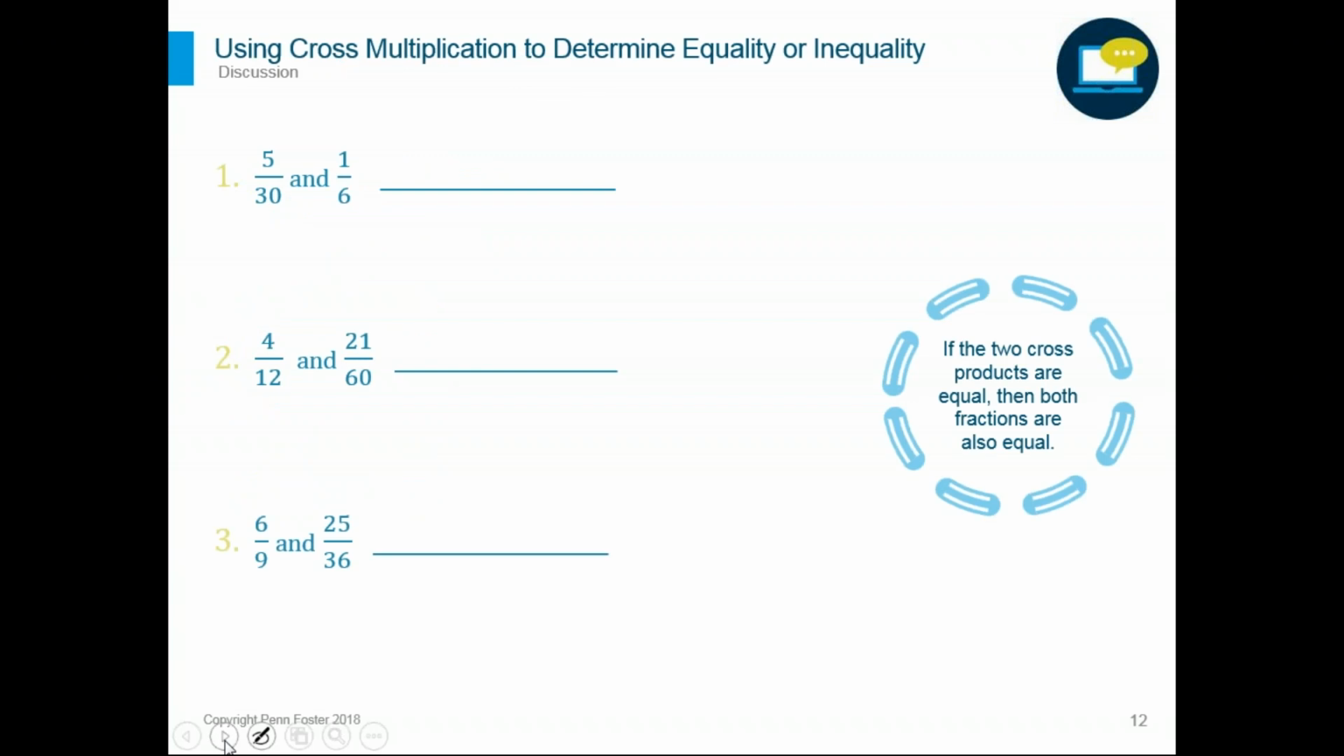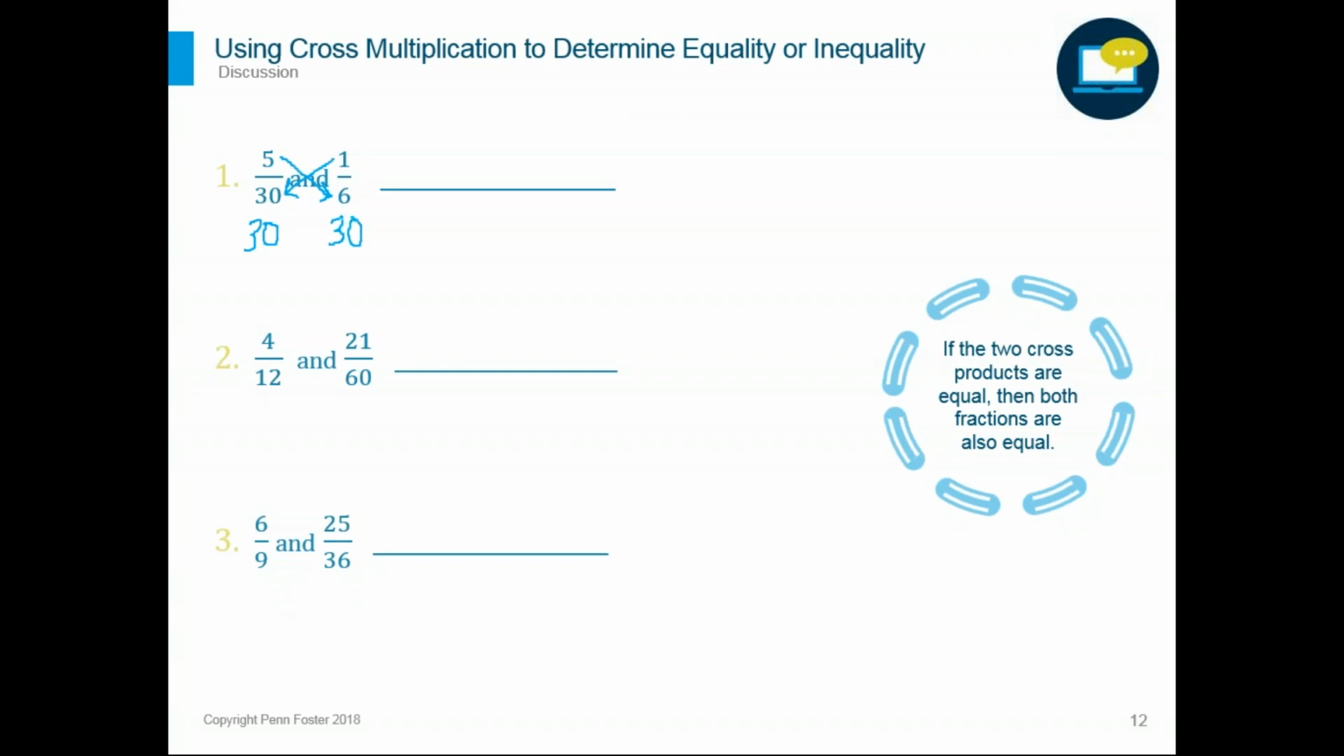If you're given two fractions and you were asked, are they equal or not equal? How would you know? There is a test that you're able to do to determine the equality or inequality of two given fractions. And we call the method cross multiplication. What you basically do is you cross multiply and find the product. 1 times 30 is 30. And cross multiply and you write down the product. 5 times 6 is also 30.